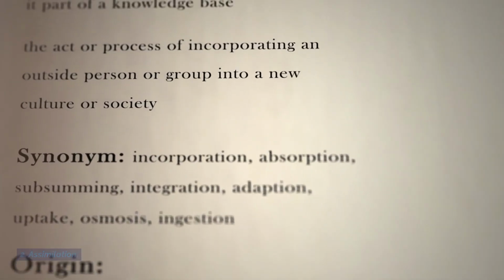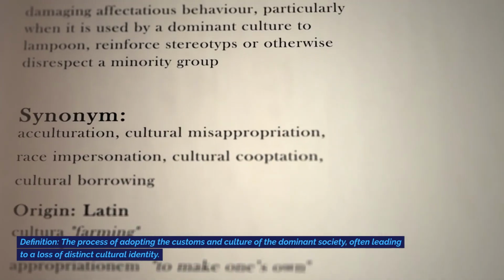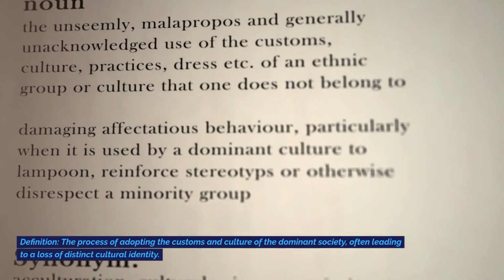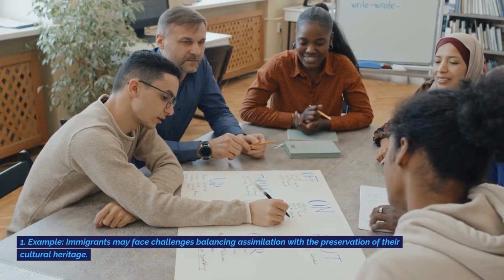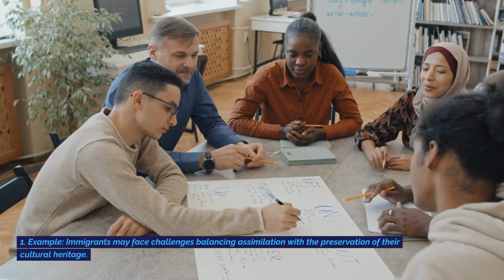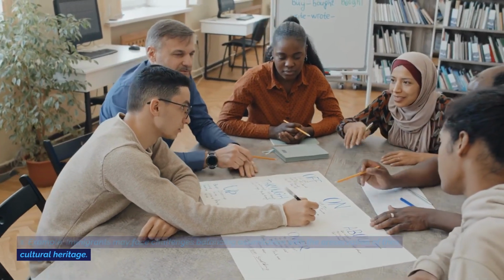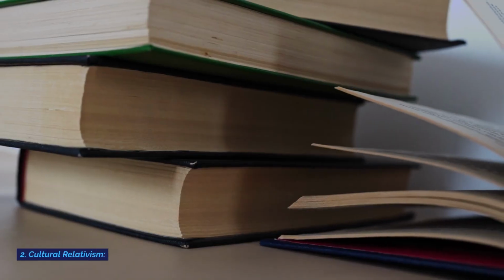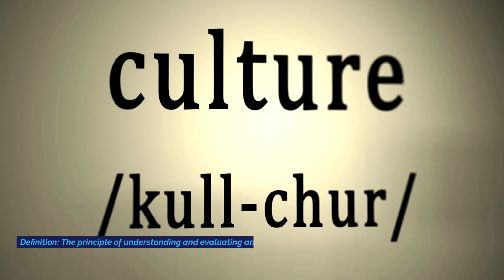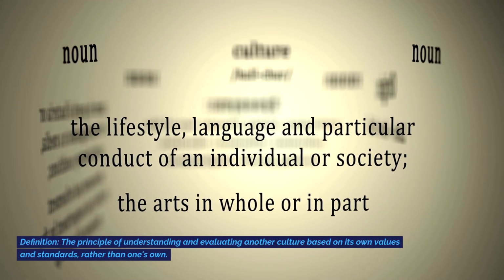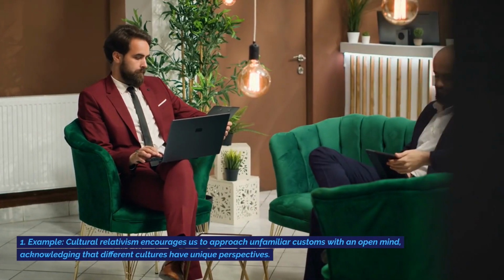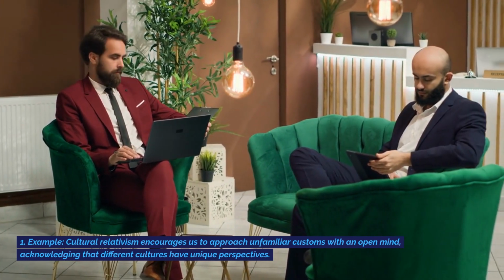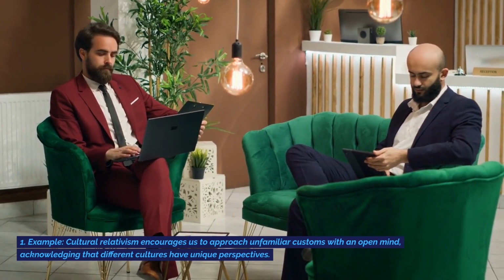Assimilation. Definition: the process of adopting the customs and culture of the dominant society, often leading to a loss of distinct cultural identity. Example: immigrants may face challenges balancing assimilation with the preservation of their cultural heritage. Cultural relativism. Definition: the principle of understanding and evaluating another culture based on its own values and standards, rather than one's own. Example: cultural relativism encourages us to approach unfamiliar customs with an open mind, acknowledging that different cultures have unique perspectives.